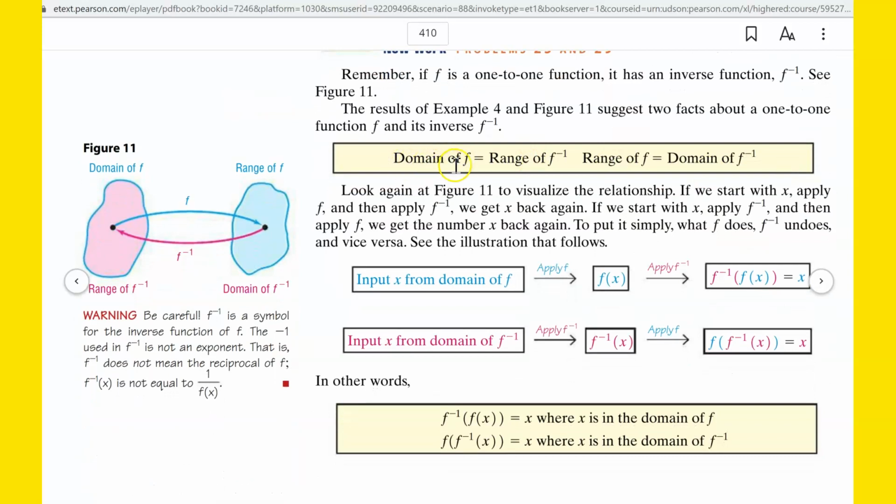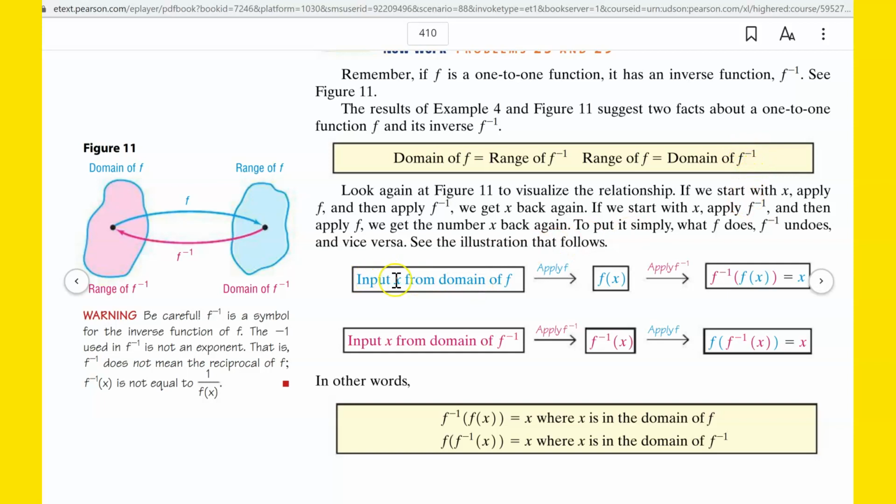So the domain of the original function f is equal to the range of the inverse function. The domain and range swap. And the range of the function f is equal to the domain of the inverse of f.